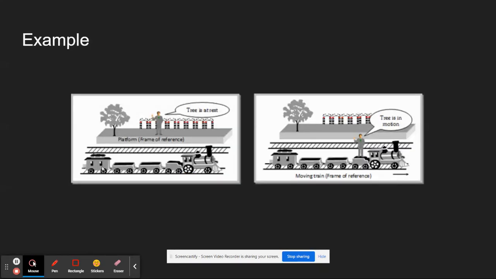Here's another example. Train going by. The platform is the frame of reference. The tree is at rest. Well, if you're on the train and the train's moving, the tree looks like it's moving in the opposite direction of you. You're moving this way, and the tree looks like it's moving the opposite way.